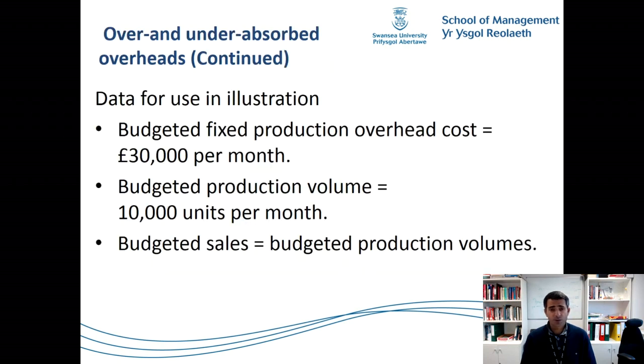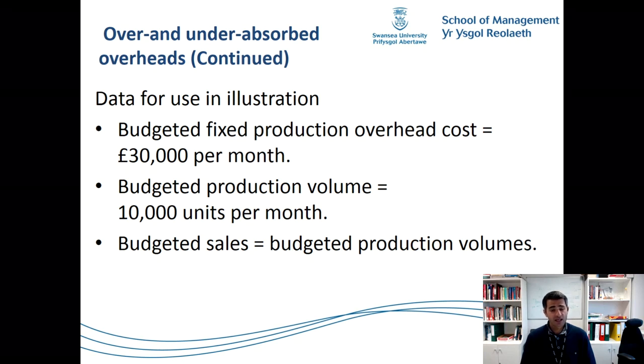Now, in terms of the data here, budgeted fixed production overhead £30,000 per month, and the budgeted production volume 10,000 units per month. So this is our expected budget, to produce 10,000 units per month. And we calculated the fixed cost £30,000 per month based on the 10,000 units production volume.